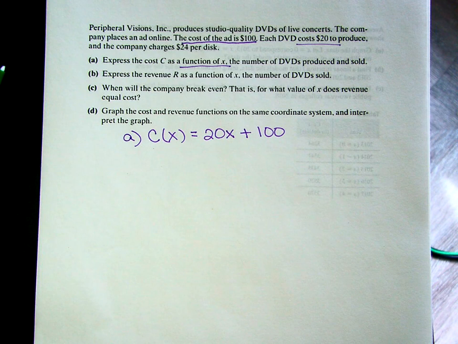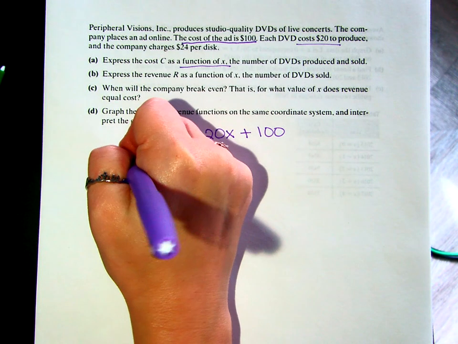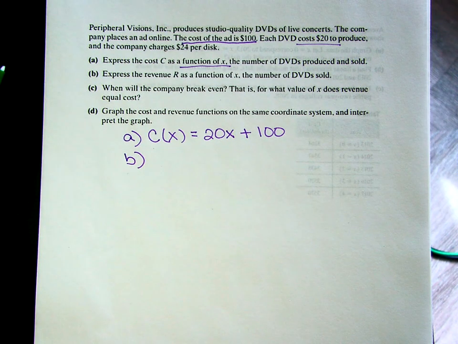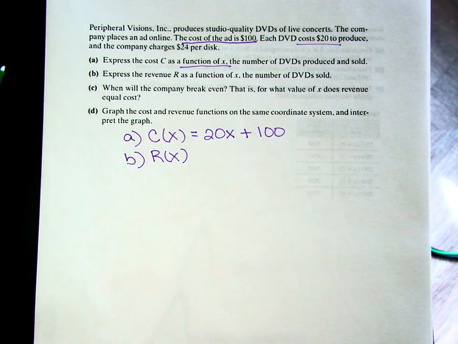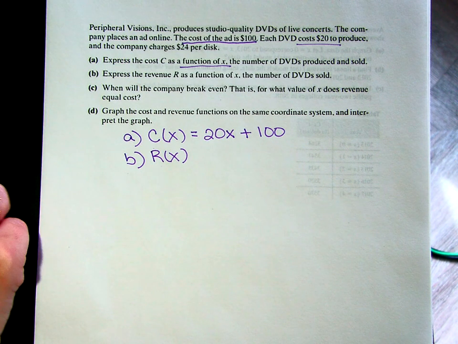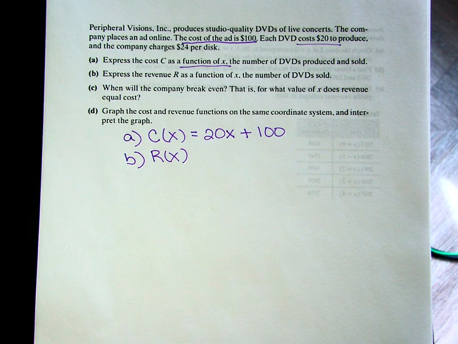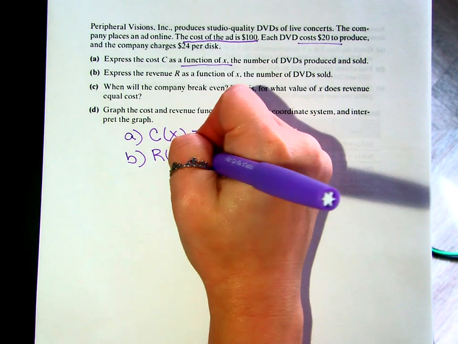For B, it says express the revenue as a function of X, and that's the number of DVDs sold. Revenue is how much they're going to make. It doesn't mean profit. That's different. Revenue is how much money they're bringing in. So the revenue in terms of X is what it's asking for in B. Well, how much do they charge for a DVD? $24.